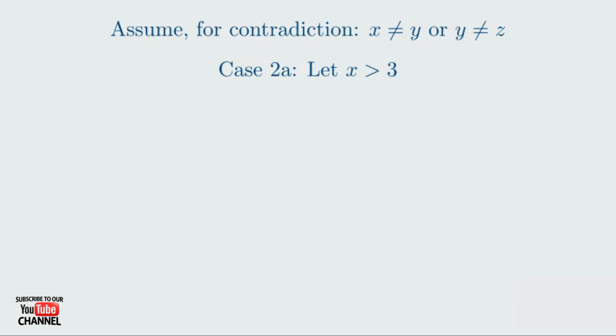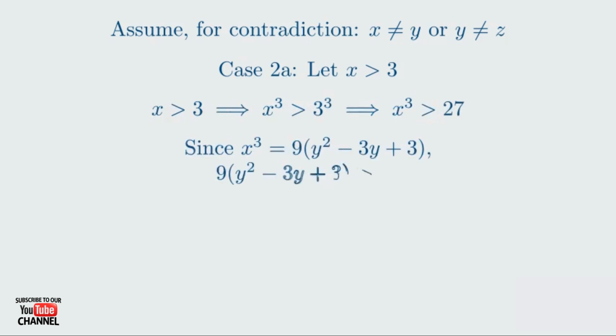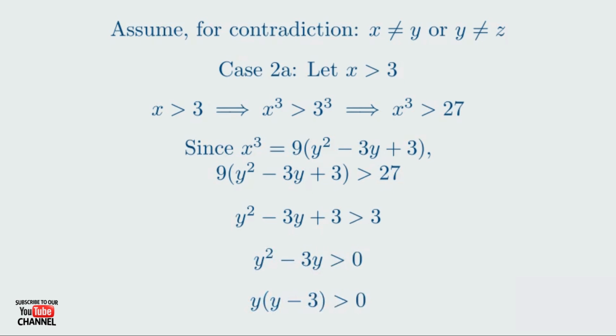Let's assume x is greater than 3. If x is greater than 3, then x cubed must be greater than 27. From our first equation, x cubed equals 9 times the y expression. So, 9 times that y expression must be greater than 27. We can divide the entire inequality by 9. This gives us y squared minus 3y plus 3 is greater than 3. Subtracting 3 from both sides, we get y squared minus 3y is greater than 0. Factoring out a y, we have y times (y minus 3) is greater than 0.